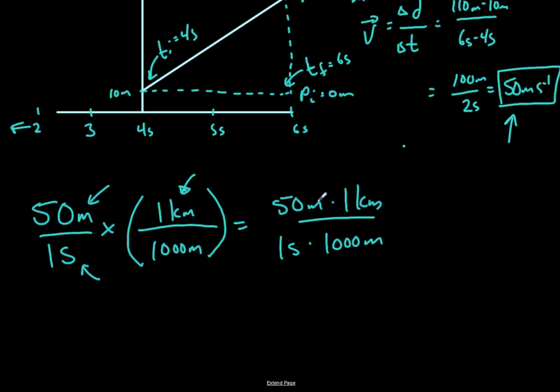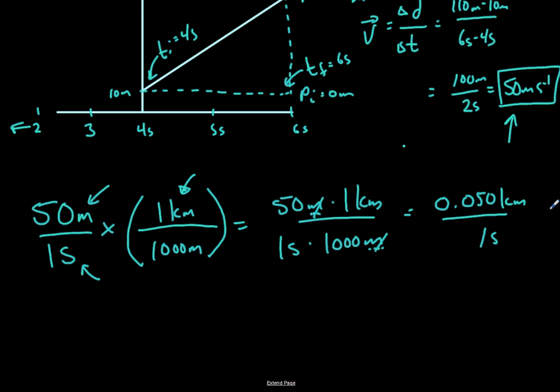Well, I'll take a look here, right? I get meters here, so my units are meters divided by another unit in meters. Well, my meters themselves are going to cancel out. 1 times 1,000 is just 1,000. 50 times 1 is just 50. So I get 50 over 1,000 kilometers every second, or 0.050 kilometers every 1 second.